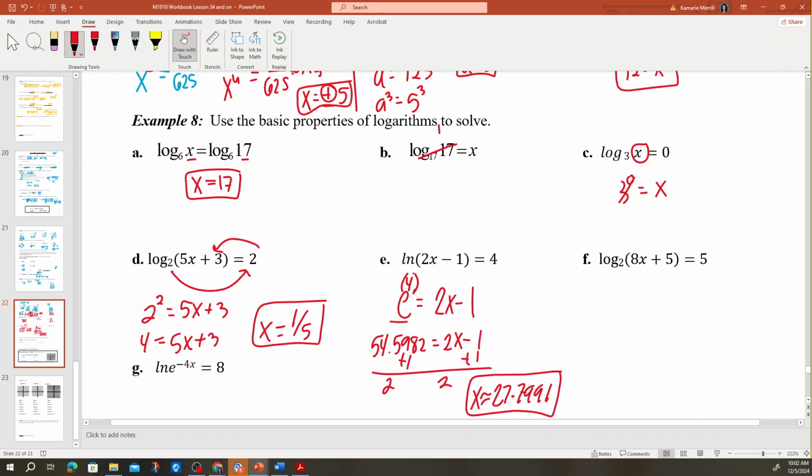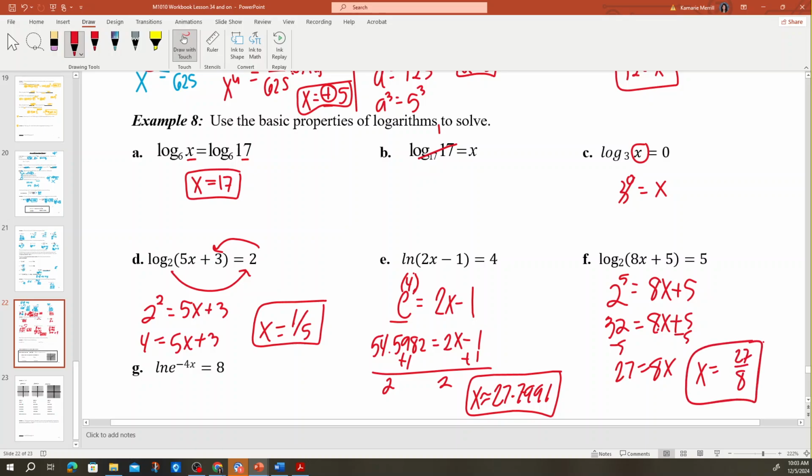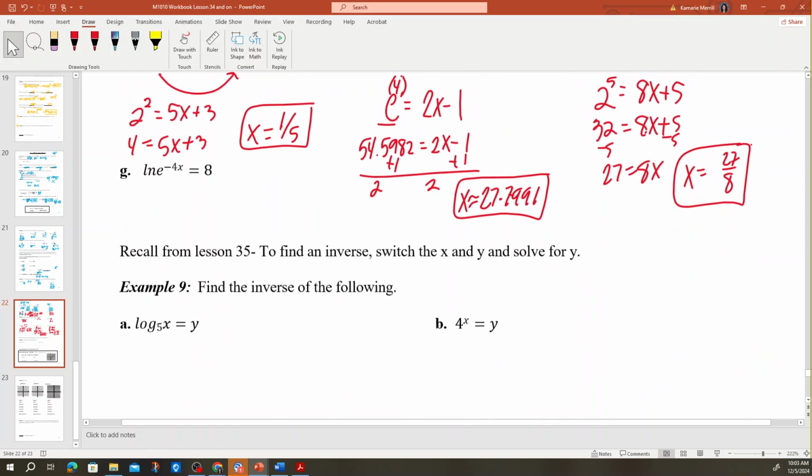All right, what would I do here? 2 to the 5th is 8x plus 5. Okay, I think you guys are getting it. 32 is equal to 8x plus 5, and we end up minusing a 5, minusing a 5. So 27 is 8x. That gives me a decimal. I'm just going to leave it as 27 over 8, but if we ask for decimals, you guys just get a decimal.